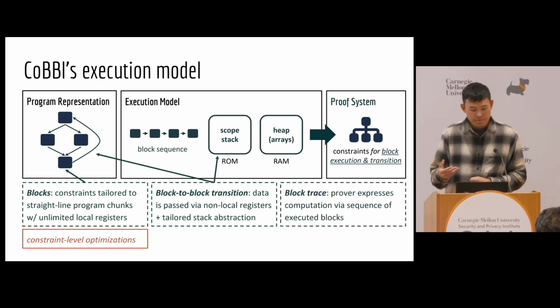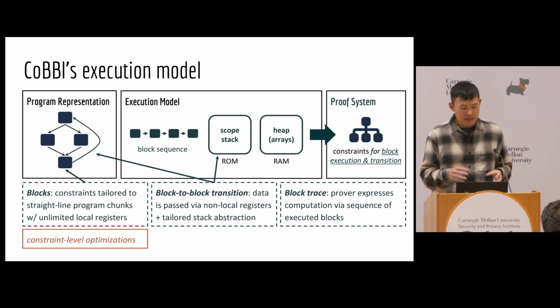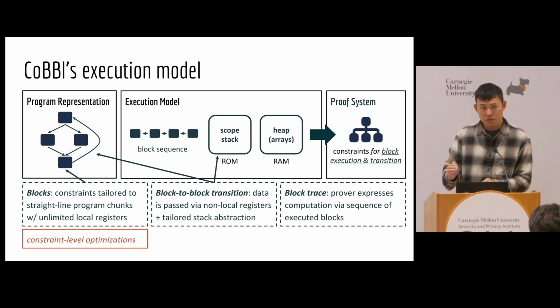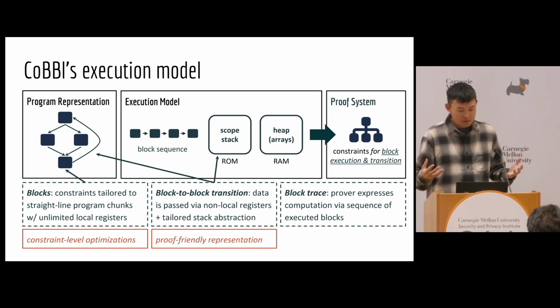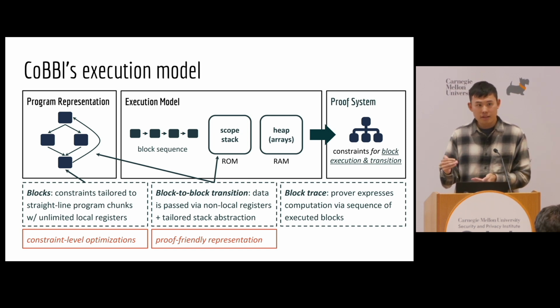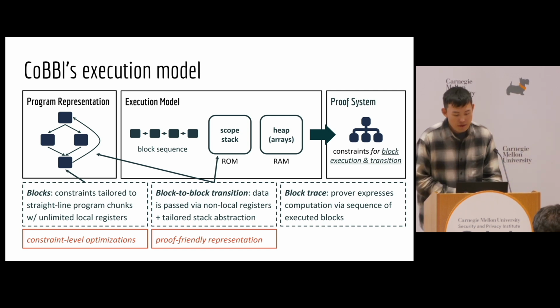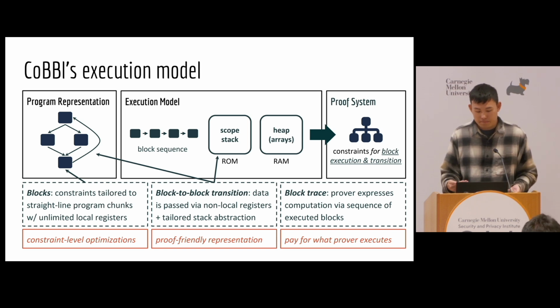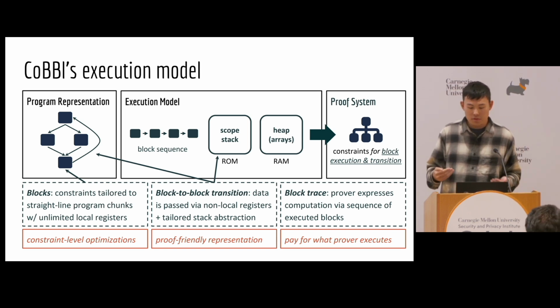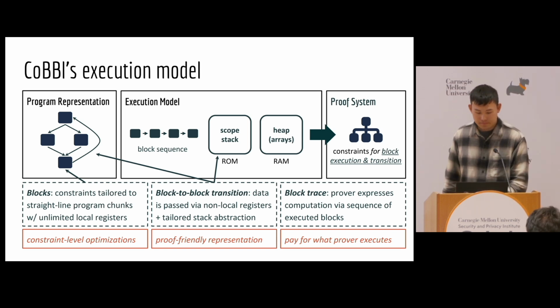Note that the usage of blocks enables CoBBI's compiler to apply constraint-level optimizations, at least to individual blocks. CoBBI's block-to-block transition is a much more proof-friendly representation than whatever a CPU is doing. And finally, the usage of block trace enables CoBBI's prover to only pay for what it executes.